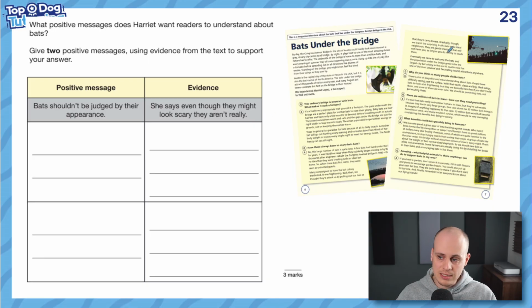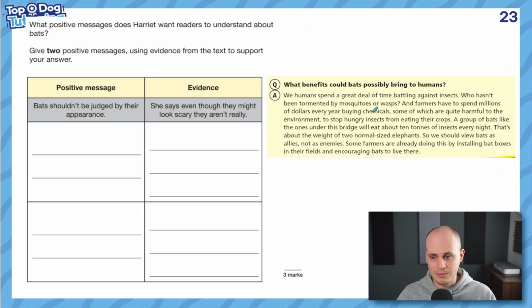And when you go through these subheadings, this one jumps out at me. It says, what benefits could bats possibly bring to humans? When I saw that question, I thought to myself straight away, clearly in this paragraph, this is where I'm going to find my positive messages about bats, or at least the majority of my positive messages about bats, right? So you guys in that test, don't sit there and read the whole text again looking for some positive messages. Be smart. If there's subheadings, then see if the subheadings can help you identify which paragraphs might have your answer in them.